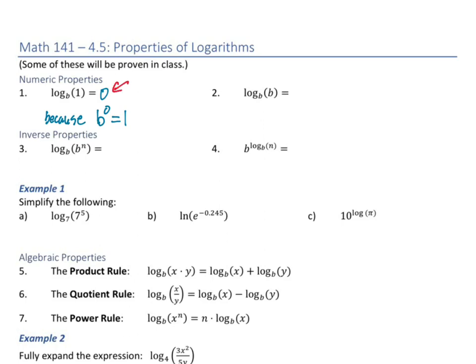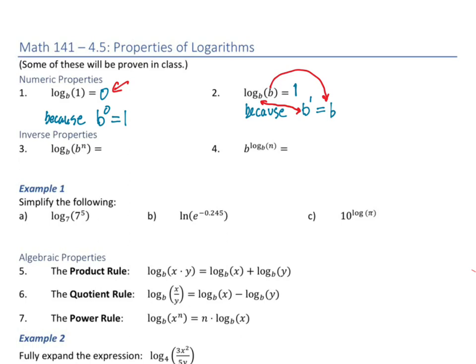Now, second one, log base b of b, what could that equal? Well, again, we saw that it's 1 because b to the 1 is equal to b. So this b down here is really the base b. So base b raised to the 1 equals b, and the second b is the one that was inside of that logarithm. So those are just two basic numeric properties.